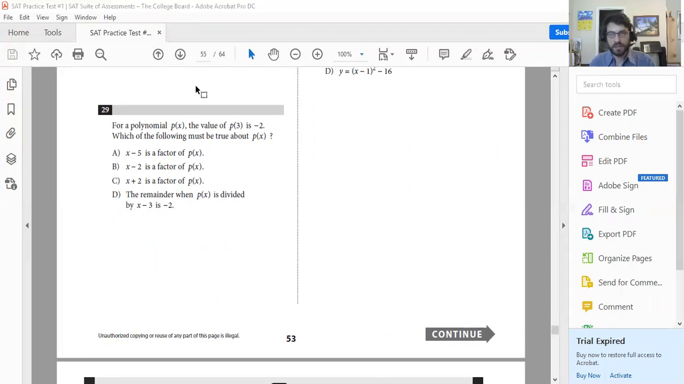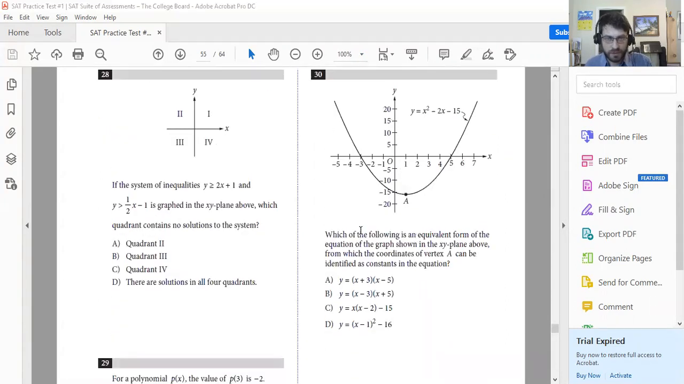Go back up to 30. 30 looks nice. Which of the following is an equivalent form of the equation of the graph shown in the xy plane above, from which the coordinates of the vertex A can be identified? The coordinates of the vertex A. The vertex A is at 1, -15 or -16. So that will be D, like x minus 1 minus 16.